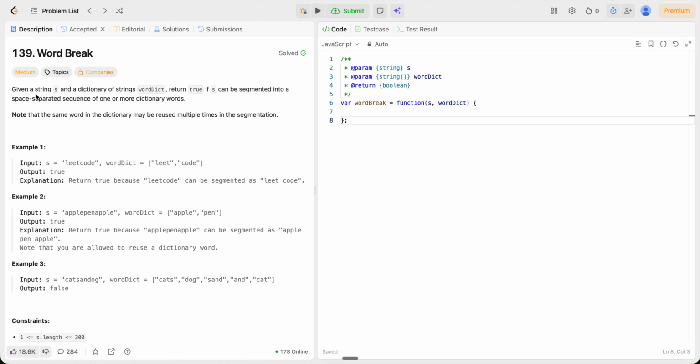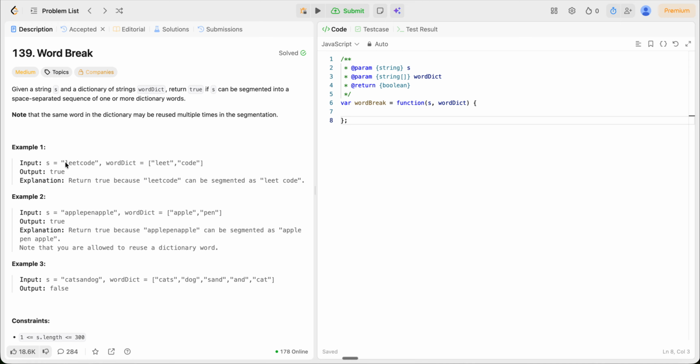Word Break. Given a string s and a dictionary of strings wordDict, return true if s can be segmented into a space-separated sequence of one or more dictionary words. Note that the same word in the dictionary may be reused multiple times in the segmentation. So we are given a couple of examples.